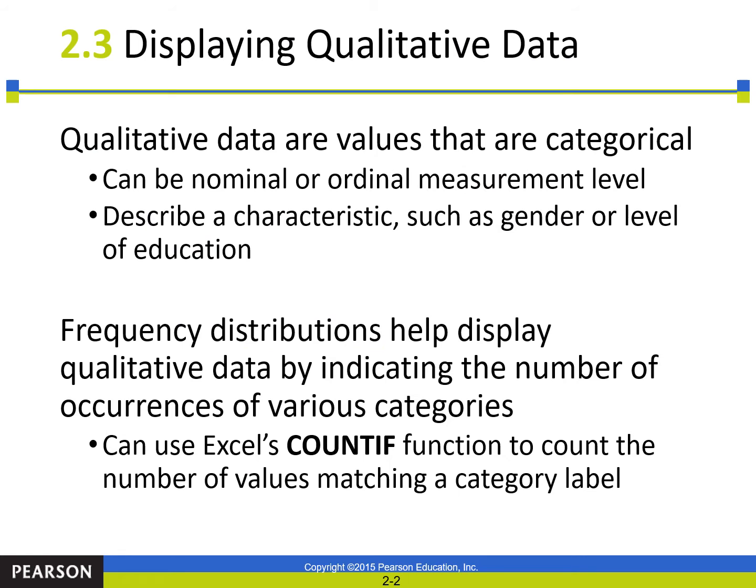In section 2.3, we're going to discuss various methods of displaying qualitative data. Let me remind you that this type of data is the one that can be split into categories. And here we have a couple of examples such as gender and level of education. And a lot of times we can think about these as proportions or percentages.